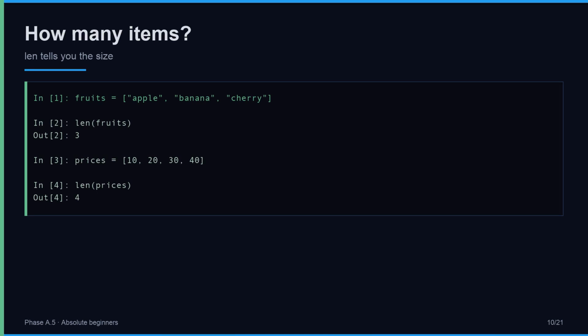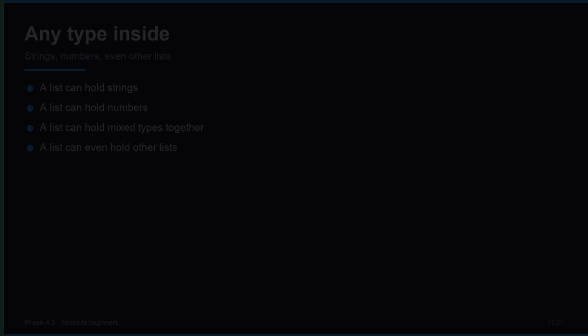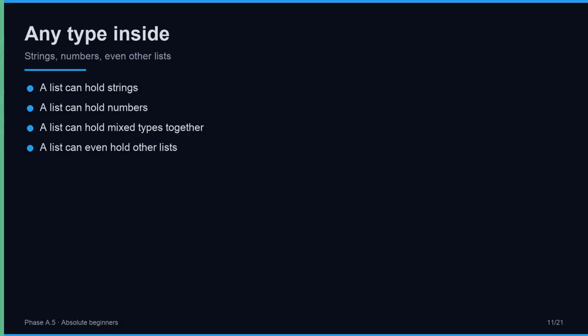How many items are inside a list? Use len. Len of fruits gives 3 items inside. Len of prices gives 4 items inside. Len is short for length, and it works on every collection type in Python. You will use it constantly to ask, how big is this collection? How many names, how many scores, how many rows. Whenever you need to know the size of a list, len is the function you reach for. Len counts them all.